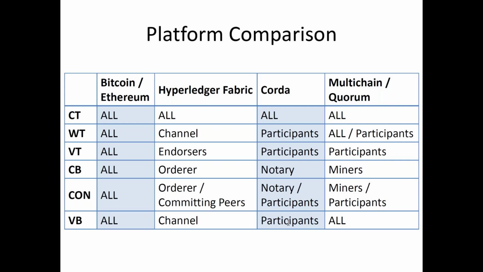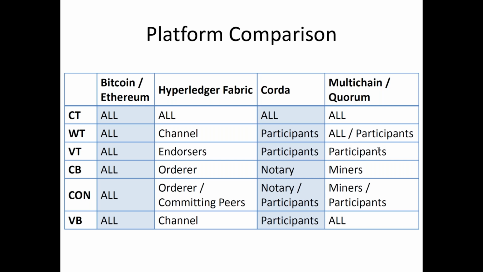It is only the participants that can see the values of the transactions. And finally, in multi-chain and or quorum systems, who can create a transaction? Everybody. Who can view the transaction? In multi-chain, everybody can view the transaction. In quorum, only the participants can view the transaction.